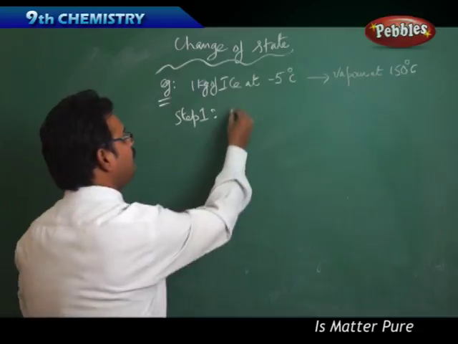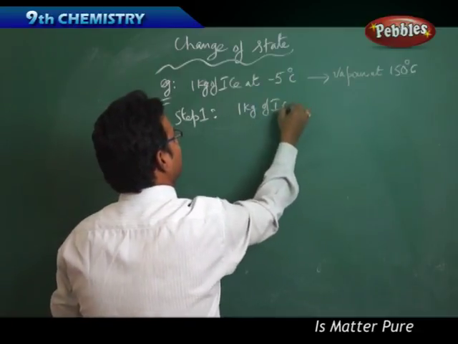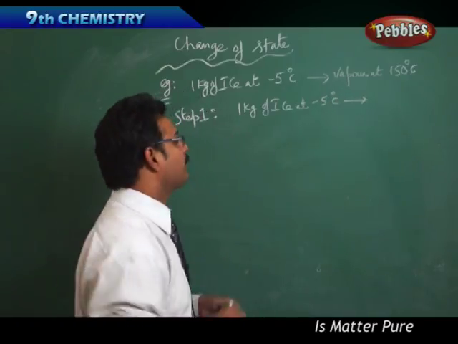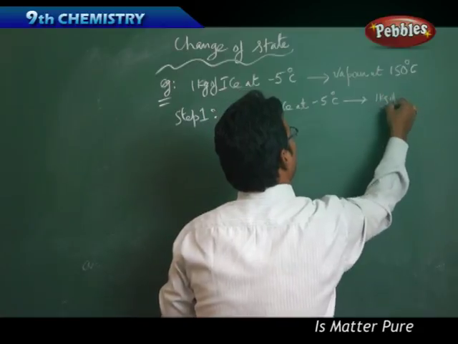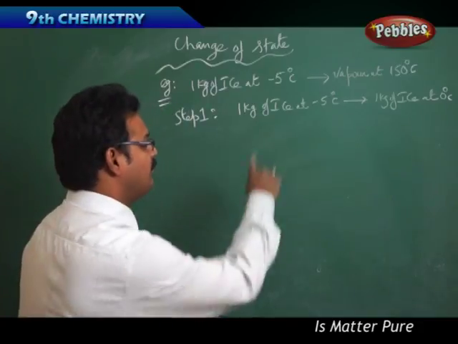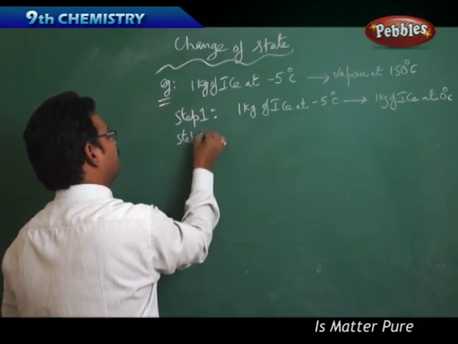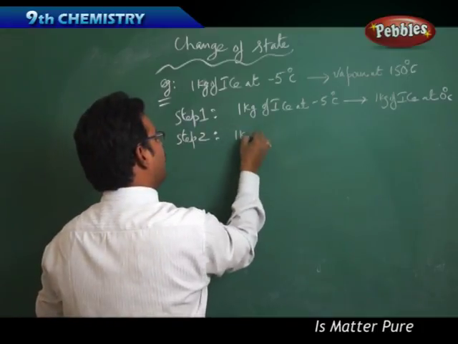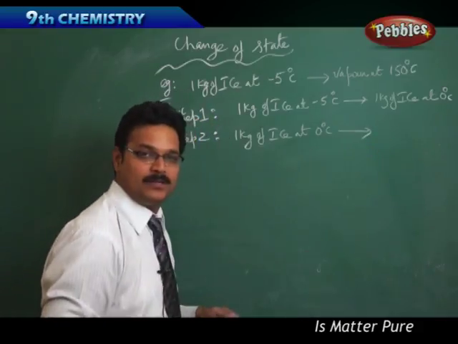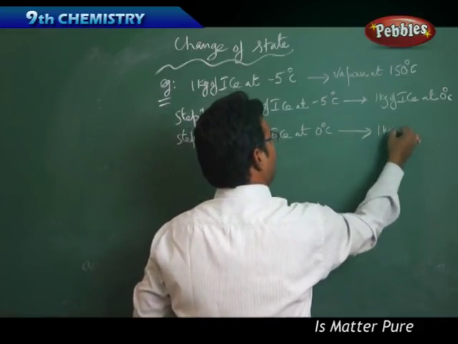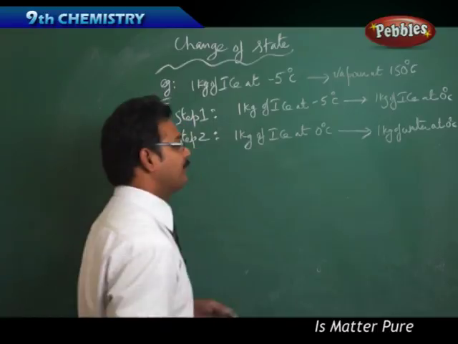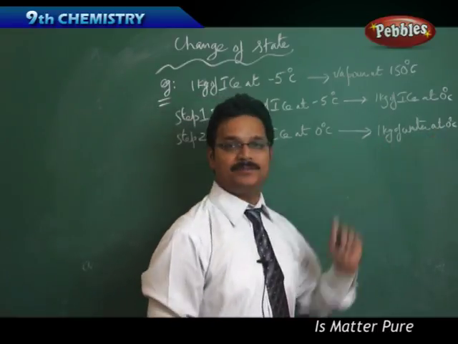Step 1. 1 kg of ice at minus 5 degrees Celsius should convert to 1 kg of ice at 0 degrees Celsius. First step. Step 2. 1 kg of ice at 0 degrees Celsius converts to 1 kg of water at 0 degrees Celsius. See, ice to water, constant temperature.